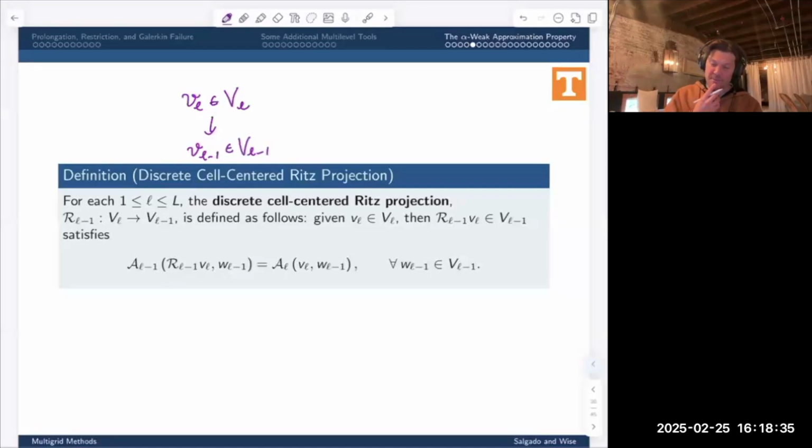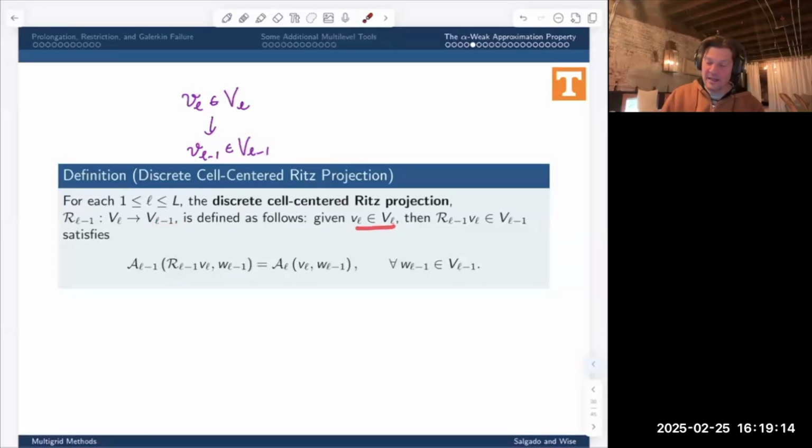I could also do something called the discrete Ritz projection. So I could use this operation to get an approximation of this guy in this space. All right, so let's see how that's defined. Let little l be between 1 and capital L. This is the operator that we're going to define, the L minus 1 Ritz projection. It's going to take a function VL in VL, and push it down one level. And it's going to do it as follows.